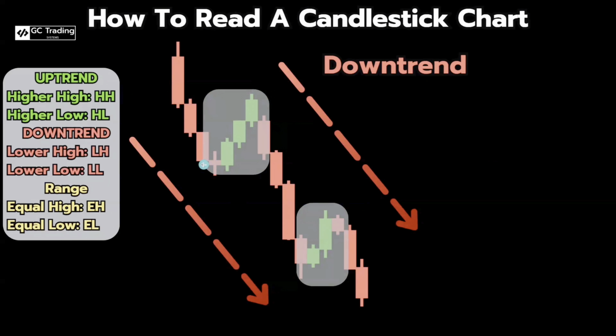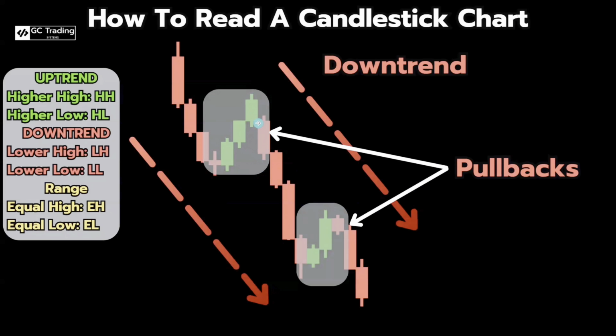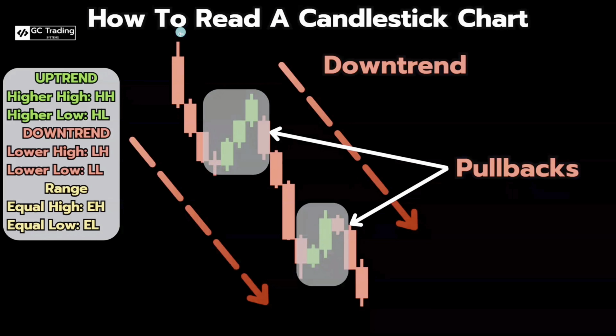And right here, you can see those few green candles right there. I'm sure you guys already know what these are. These are pullbacks. And again, these can give you some really good entries to get in with the trend to go downward.